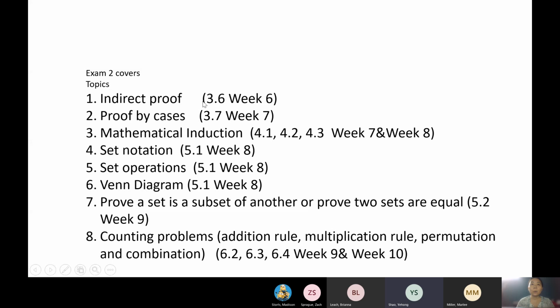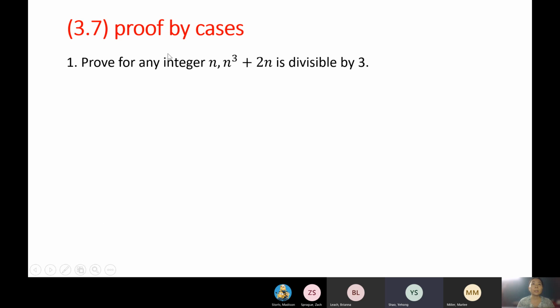All right, so I also listed the sections in there and which week we covered these topics. So if you want to go back to watch the videos again, say you want to go over indirect proof again, go over the examples again, you can go back to week 6 and the videos are posted there. So the class videos. Okay, so now let's look at the first question.